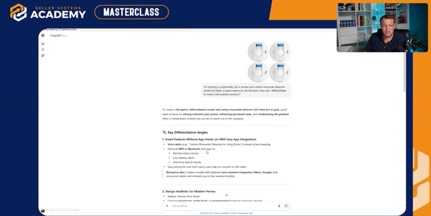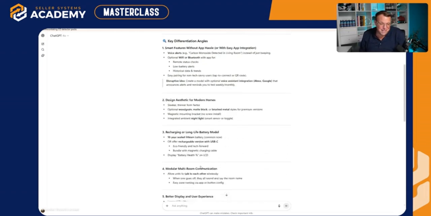Easy app integration, Wi-Fi or Bluetooth, remote status checks, low battery alerts, historical data and trends, easy pairing. Maybe you can see movement when you're taking a shower, so you get historical data. This is freaking amazing. Look what AI just gave us as an idea for this. We can revolutionize smoke and carbon monoxide detection. Now, does it already exist? I don't know, right? I love the idea. But aesthetic for modern homes, I went to colors and I was like, is that even allowed, right?